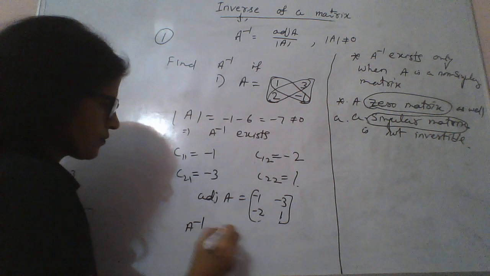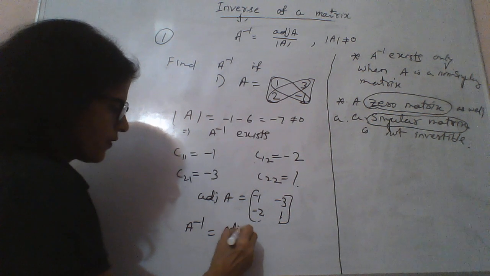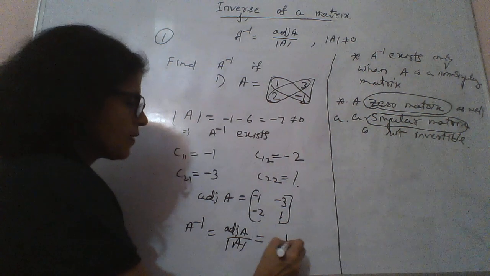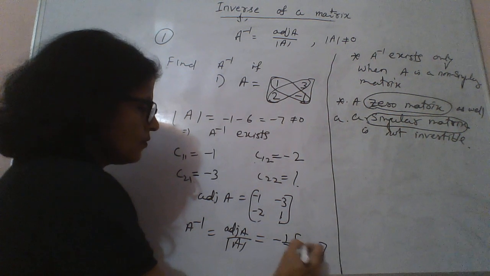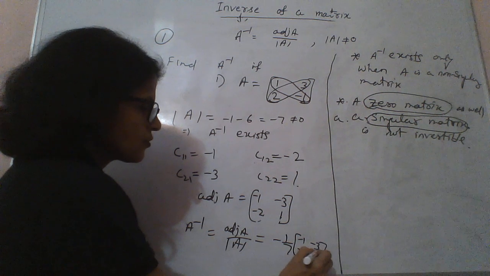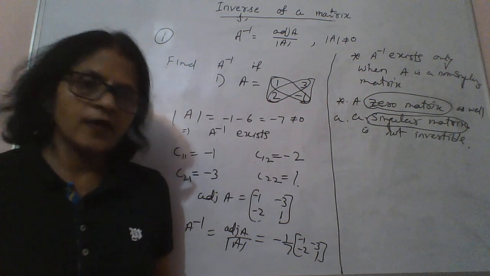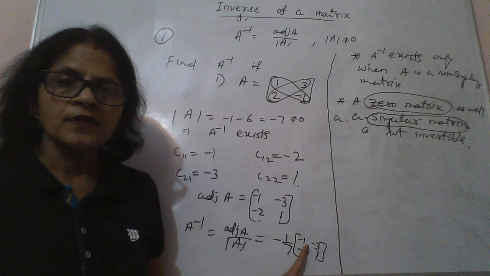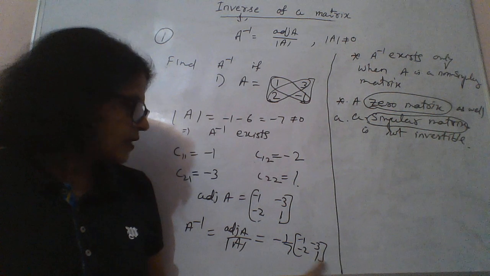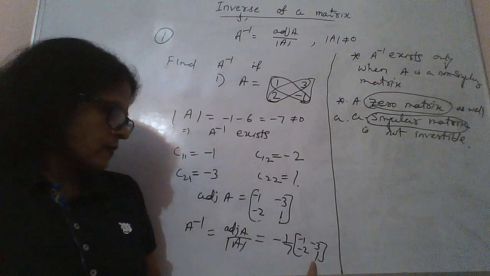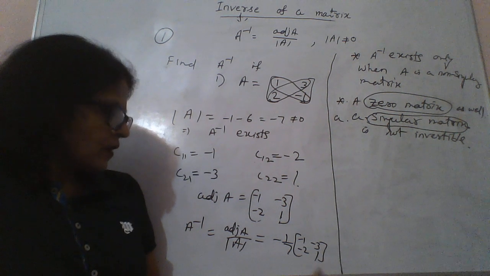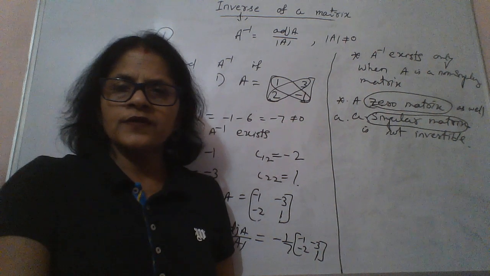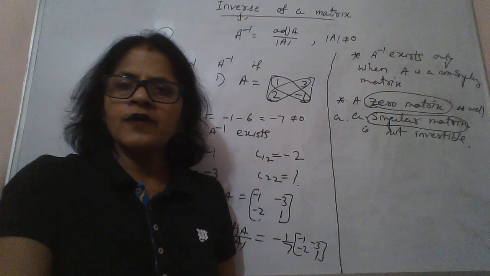Okay, so A inverse equal to adjoint of A divided by determinant of A, which is minus 1 by 7 into minus 1, minus 3, minus 2, 1. So if you want, you can multiply minus 1 by 7 to each and every element of this. Write in that format like 1 by 7, 3 by 7, 2 by 7, minus 1 by 7. Or you can keep like this. Okay, it is up to you. Okay, so let's take a 3 by 3 matrix and evaluate its inverse.